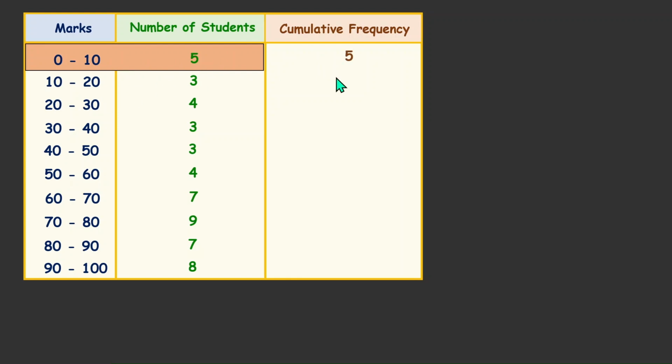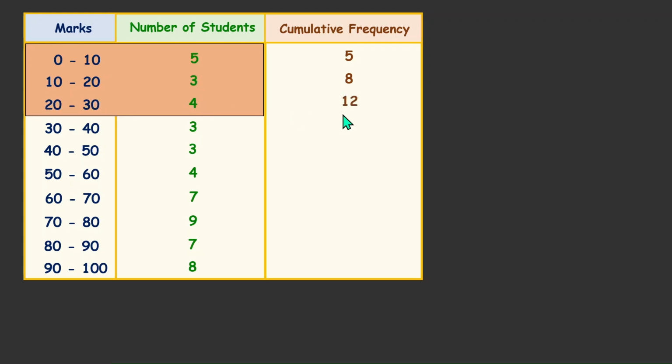Now next, the cumulative frequency would be considering both the classes. So here cumulative frequency would be 5 plus 3. So it would be 8. That's why it is said cumulative. We are accumulating frequencies. For the third class, it would be 5 plus 3 plus 4.